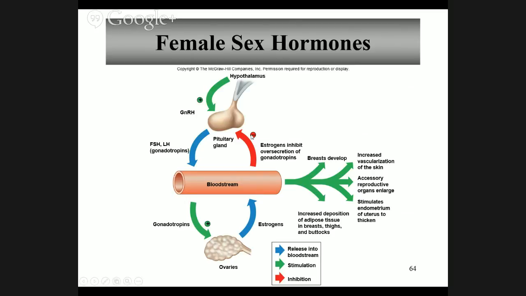The estrogens inhibit oversecretion of gonadotropins. The estrogens in the bloodstream lead to the development of breasts, increased deposition of adipose tissue in breast, thighs, and buttocks, increased vascularization of the skin, and stimulate the endometrium of the uterus to thicken.